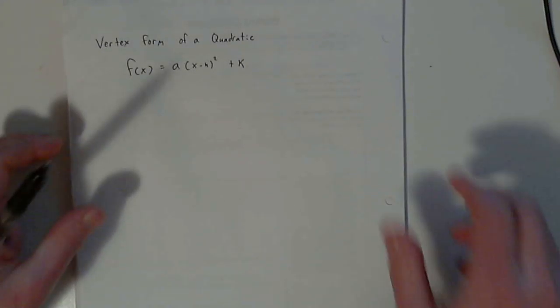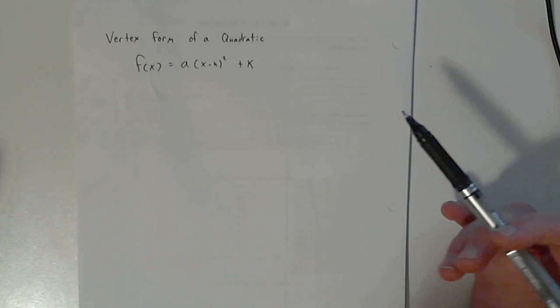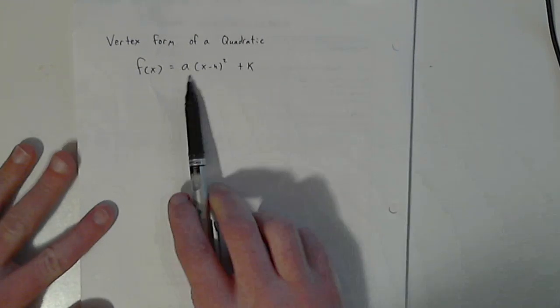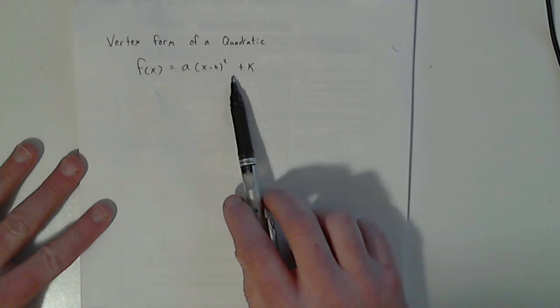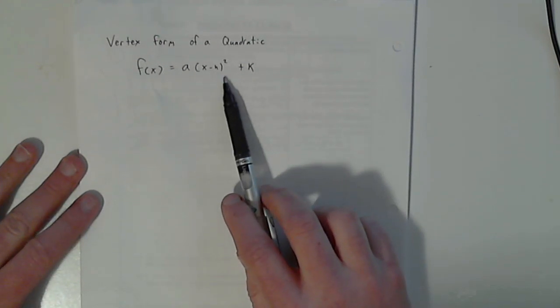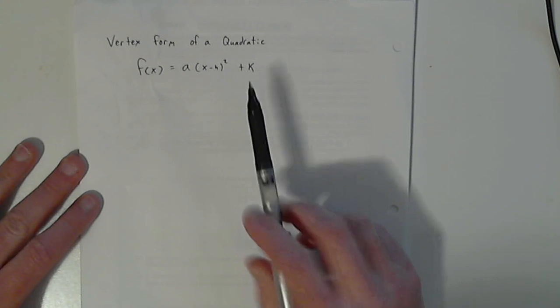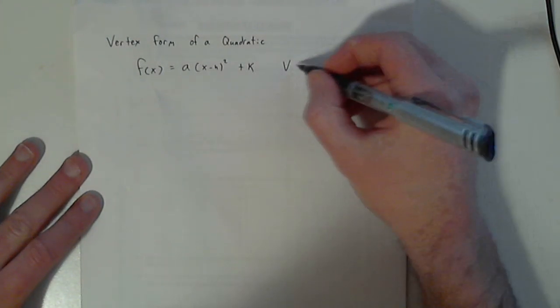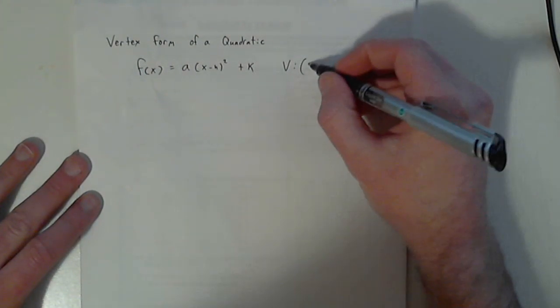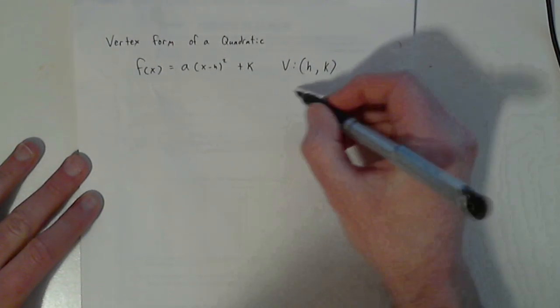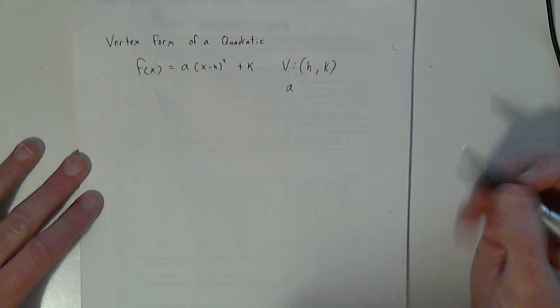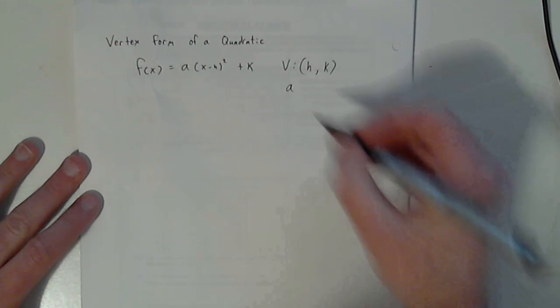So, well, not we, but you. Last year you talked about the vertex form of quadratics, so you were looking at this thing. You probably used y instead of f of x though, but you should be pretty familiar with this form, and you should know what all the different variables do. You learned that the vertex was the point (h, k), and you learned that the value a determines whether it opens up or it opens down.